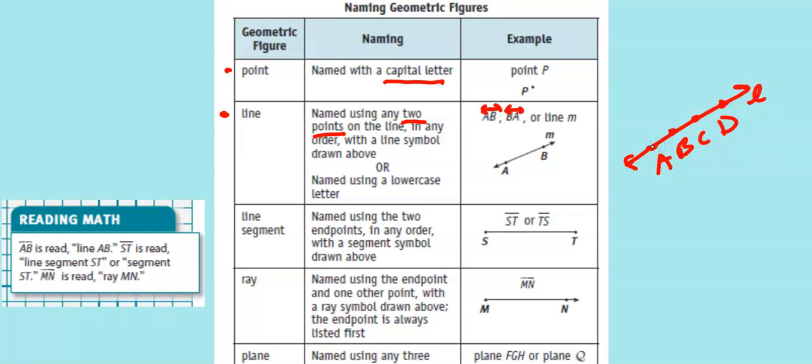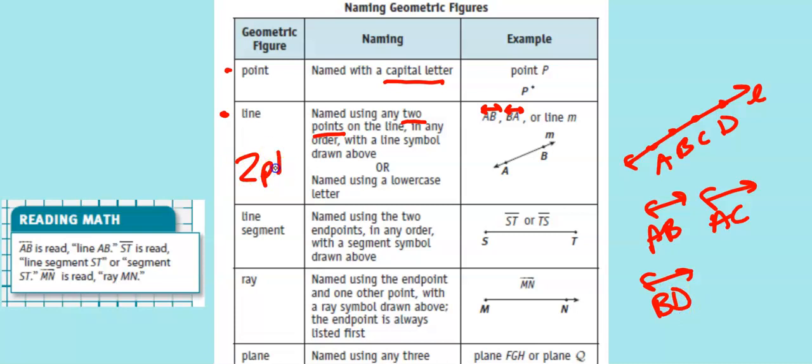I still can only pick 2 letters. So I could call this line AB. I could call it line AC, line BD. I could pick any 2 points, but I have to pick 2 points. Now you'll notice it says or named using the lowercase letter. So this lowercase letter is not a point. You could just call it line M, or in my case, line L. So if you're going to pick points, it has to be 2 points, or the one lowercase letter that is not a point.